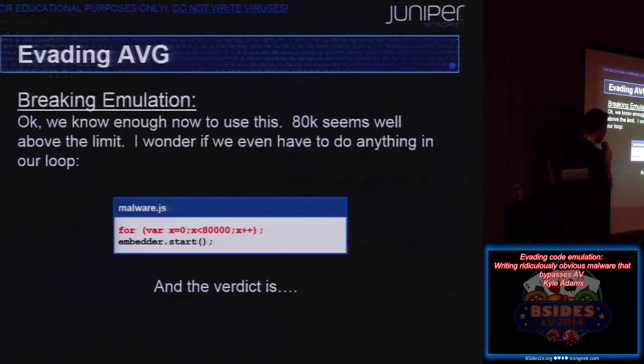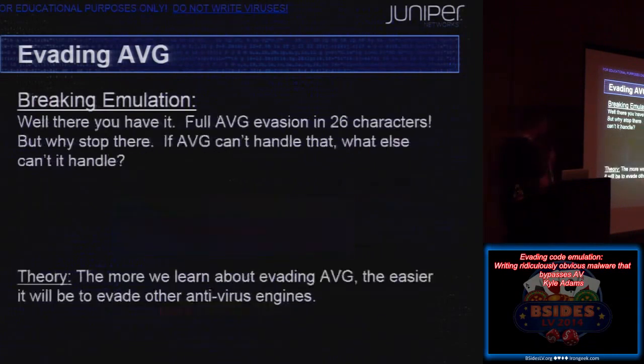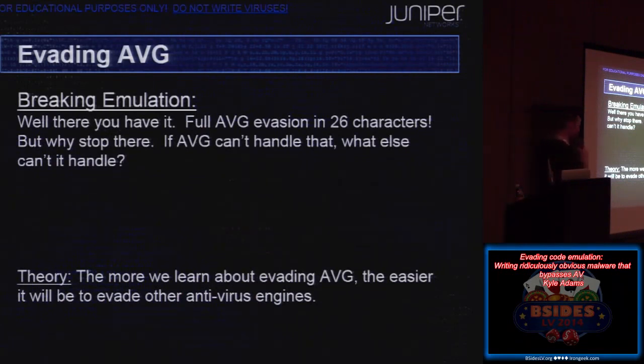So I wrote a loop that just loops around 80,000 times, and then I call embedded.start. The only change to the virus I made was this 1 for loop. And not detected. So there you have it, 26 characters to evade AVG. But why stop there? There's probably a whole lot of things they can't handle, and I find this fun.